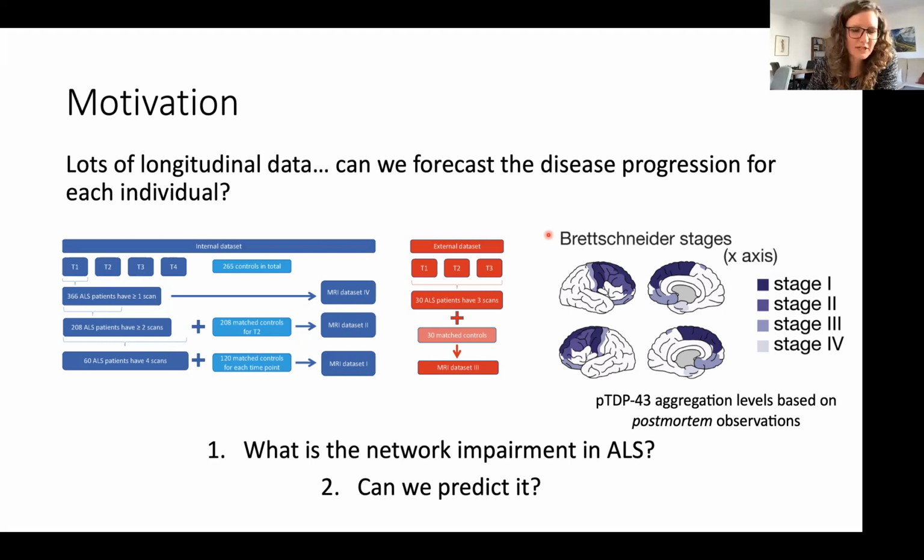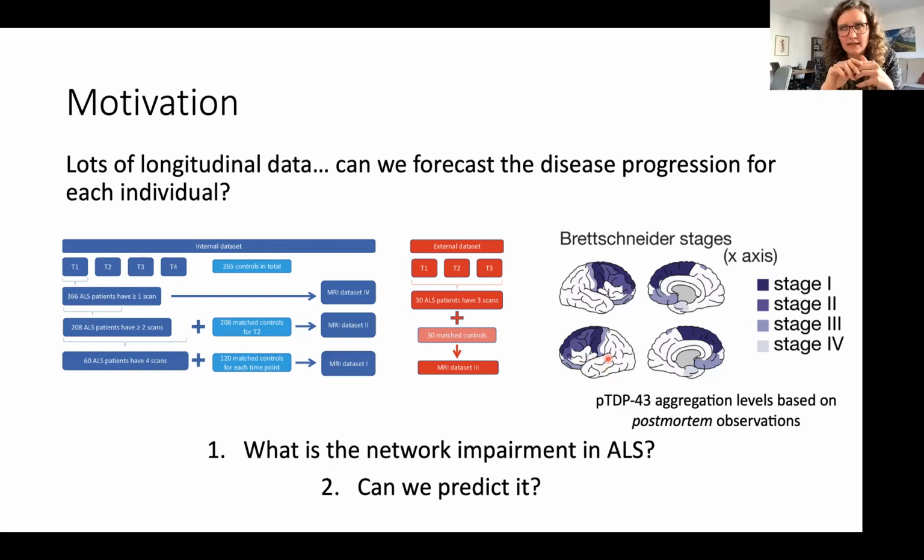The motivation behind it came a bit from the literature. There were studies on post-mortem data where, after the death of the patient, they dissect the brain into slices and look for a specific protein. In ALS, it's p-TDP43, and they can tell how much this protein is aggregated in which area. And when you look at this from the network perspective, you can see that those areas are strongly connected. And there's a hypothesis that this protein is spreading in a prion-like manner, so along the white matter pathways as well.